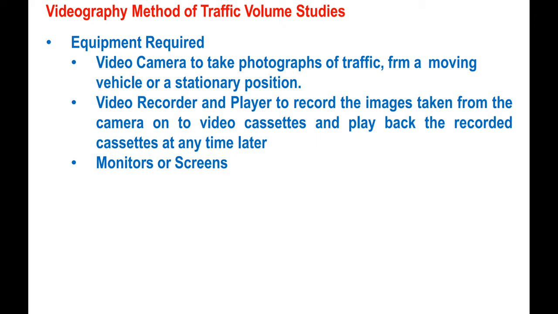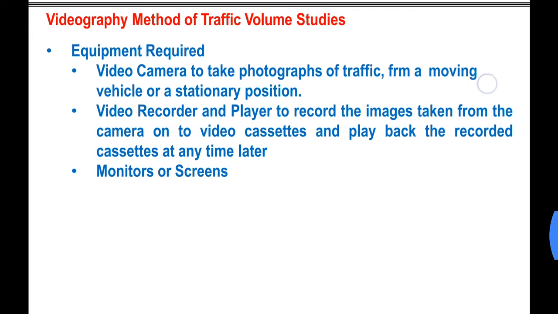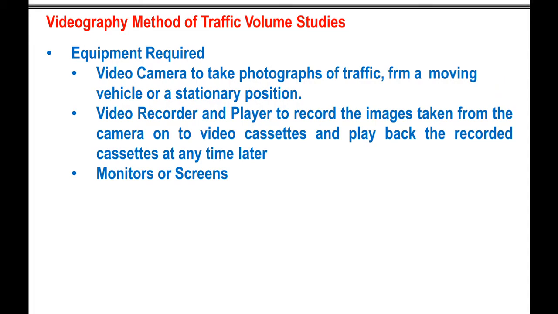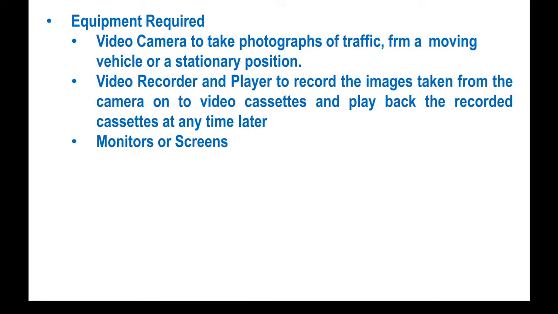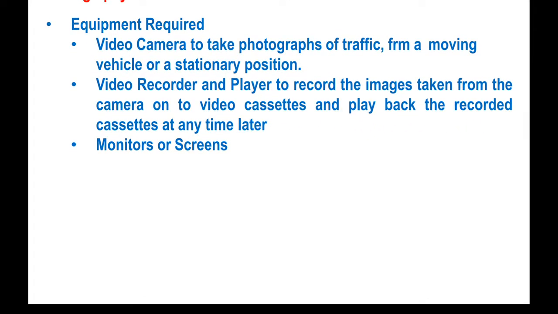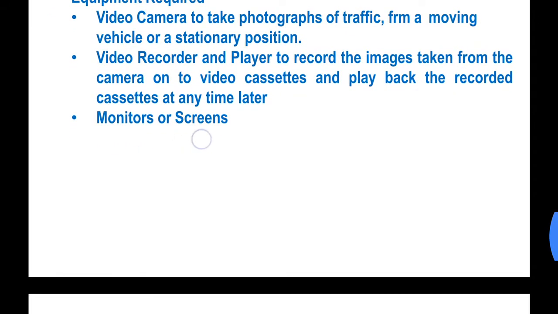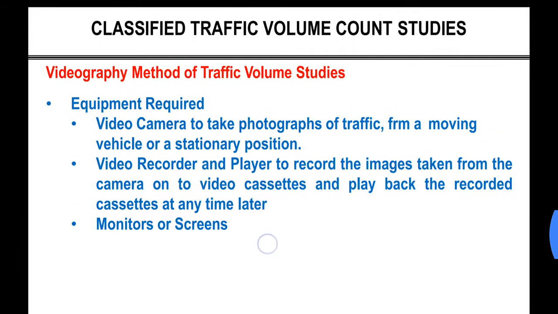What are the equipment required? A video camera to take video of traffic from a moving vehicle or a stationary position. A video recorder and player to record the images taken from the camera onto video cassettes and play back the recorded cassettes at any later time. And monitor screens in order to view those videos.